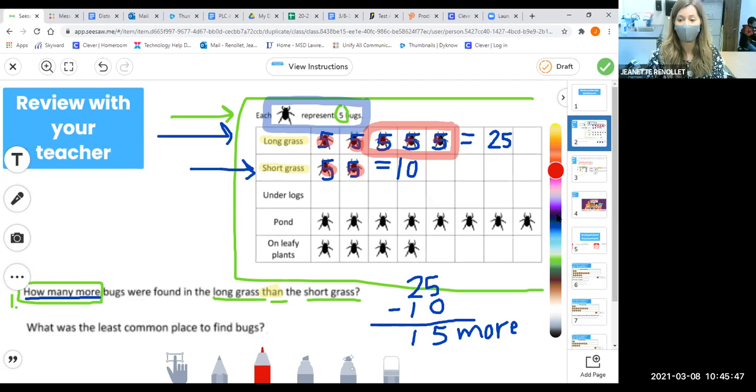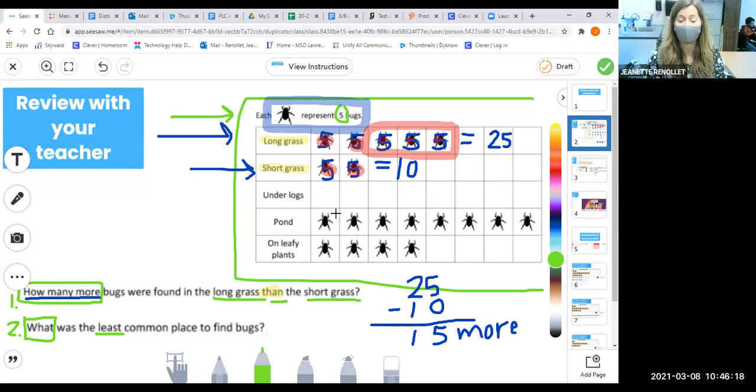Let's do our next question. Our next question says, what was the least common place to find bugs? So looking at our data, reading the graph to analyze and answer a question. What was the least common place? Least means less.